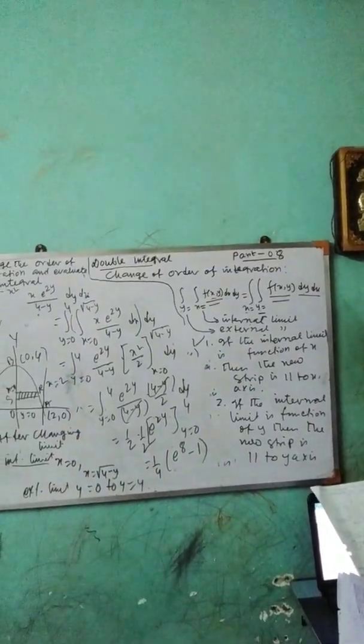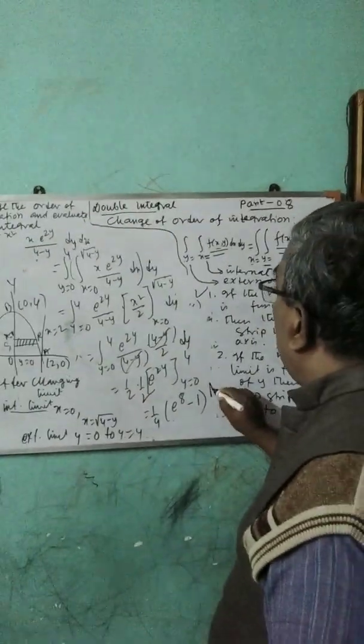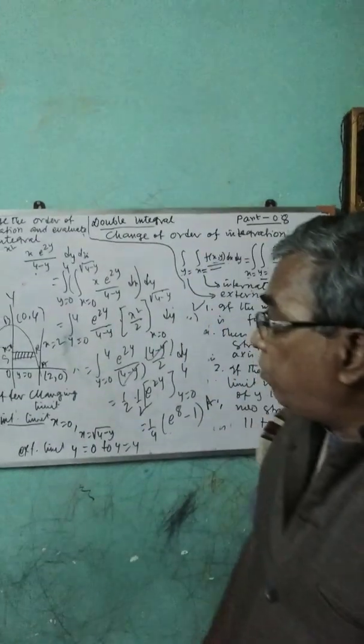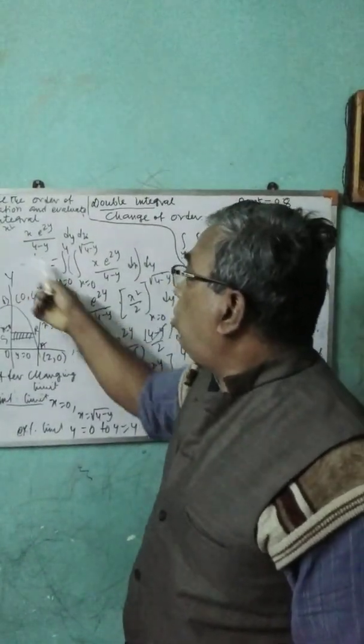Upper limit minus lower limit, so it comes e to the power 8 minus 1 by 4. This is the answer of this sum. That is what we have learned from here, that is how to change the order of integration. I have changed the order of integration.